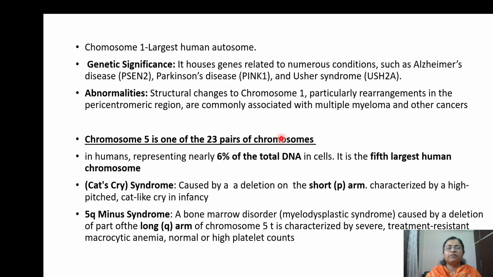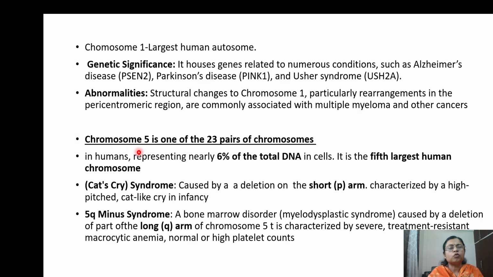Let's see the genetic significance. It houses genes related to numerous conditions such as Alzheimer's disease, Parkinson's disease, and Usher syndrome. So these are certain genetic significances. Abnormalities: if structural changes occur in chromosome number 1, particularly rearrangement in the pericentromeric region, they are commonly associated with multiple myeloma and other cancers.